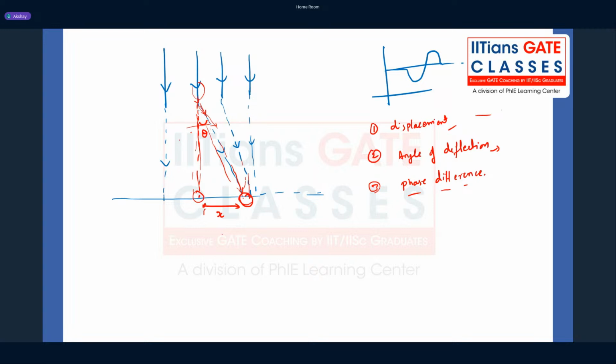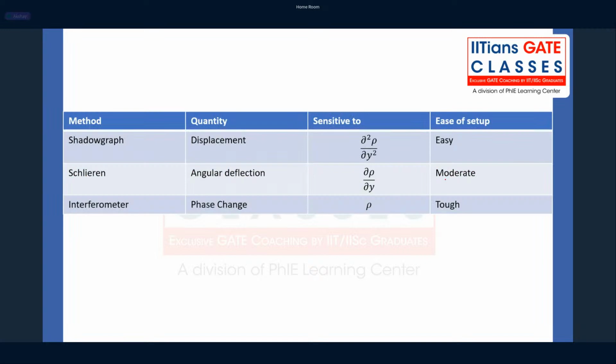Why this is important: the displacement, angle of deflection, or phase difference, based on these three variables that you can actually measure, you can have different flow visualization techniques. Okay, so that is what I am classifying over here. So the first one is the shadowgraph, which gives you an idea of the displacement.